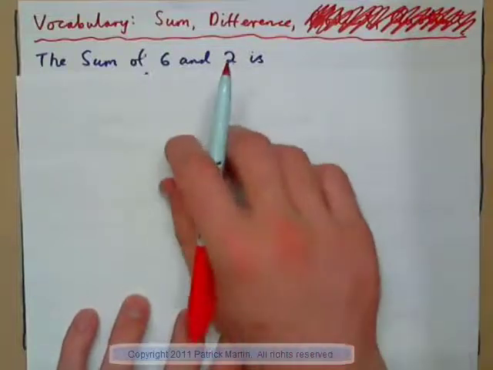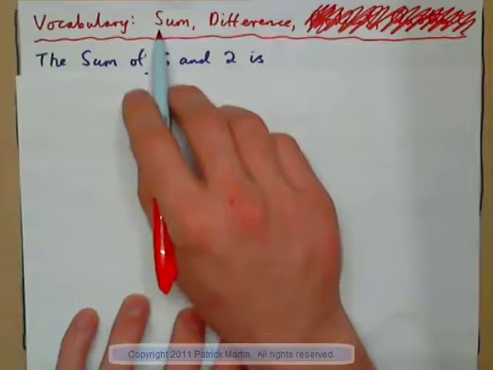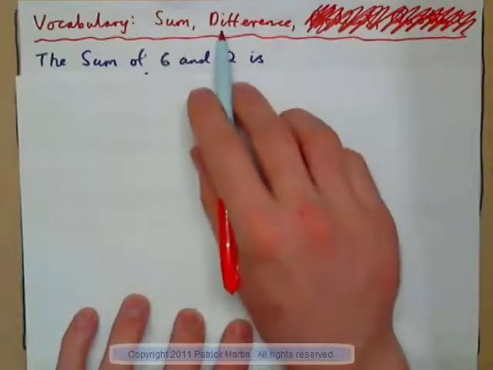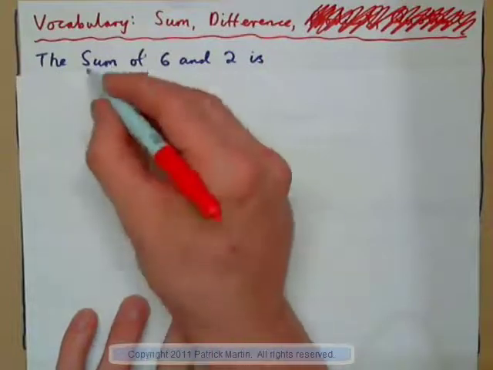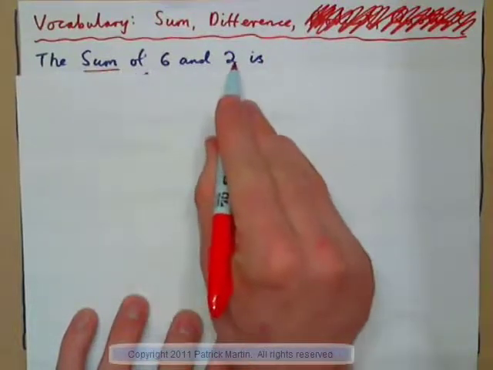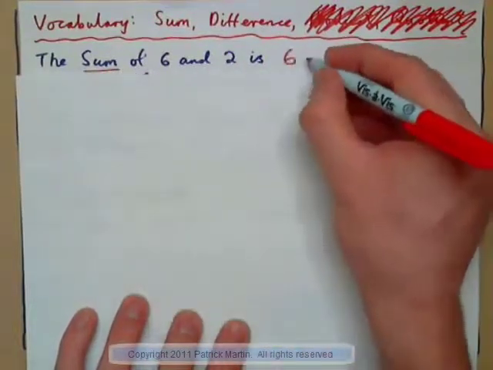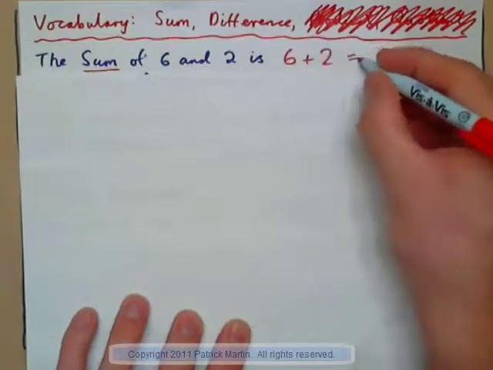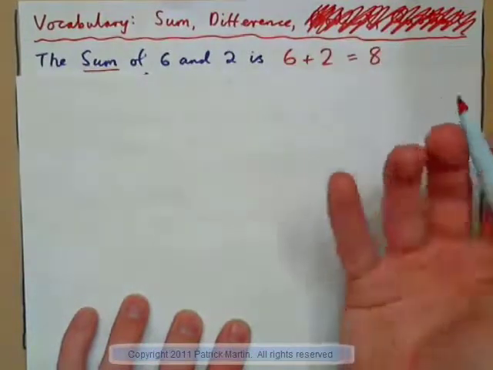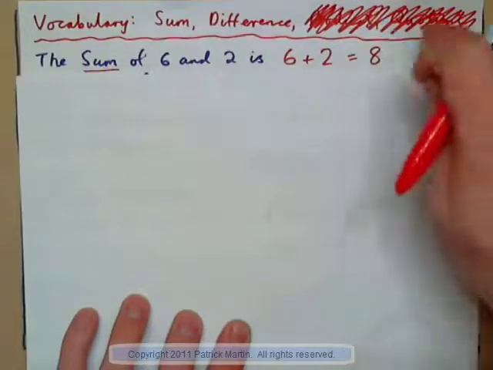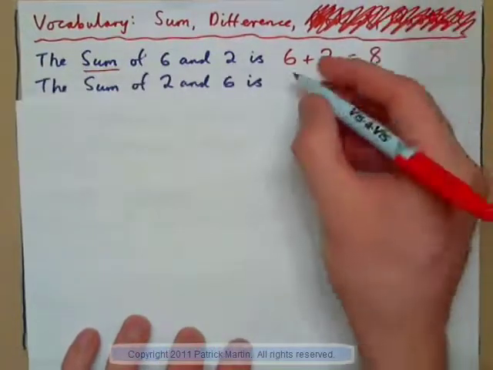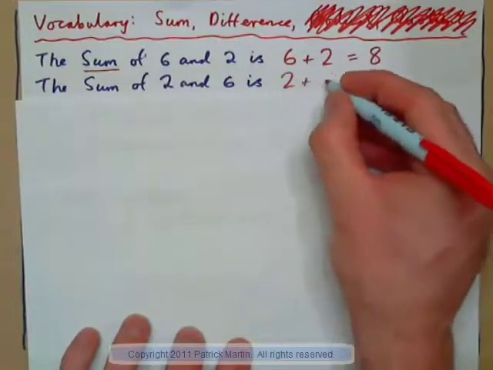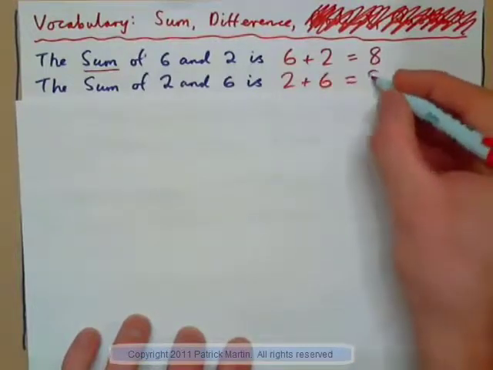Some vocabulary we need to learn is: what does sum mean, and what does difference mean? Well, let's see. The sum of 6 and 2 is 6 plus 2, or 8. So sum is an addition of two quantities, numbers. The sum of 2 and 6 is 2 plus 6, which is also 8.